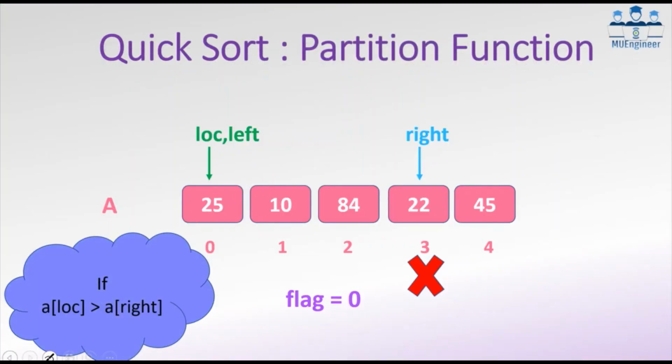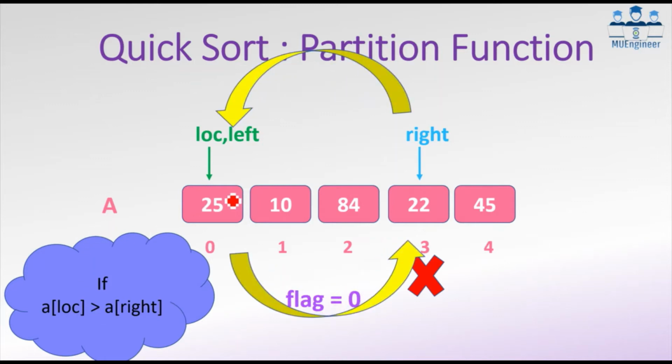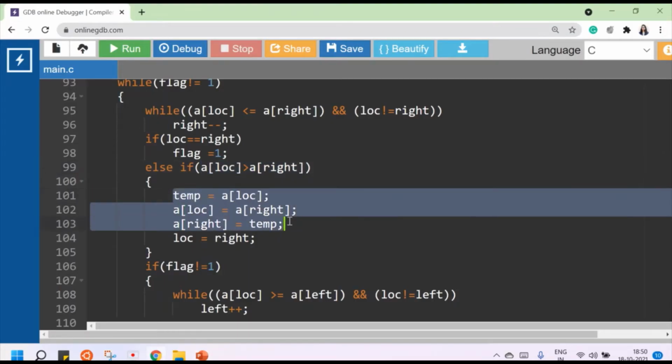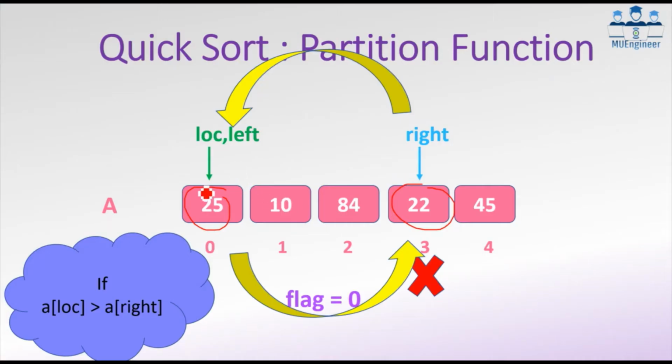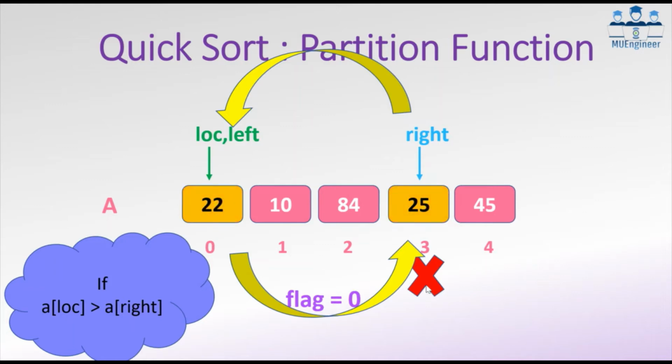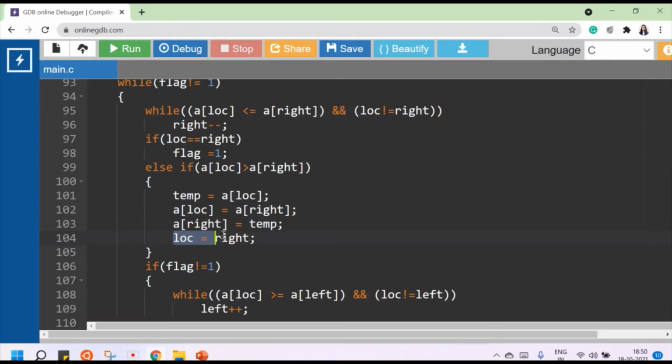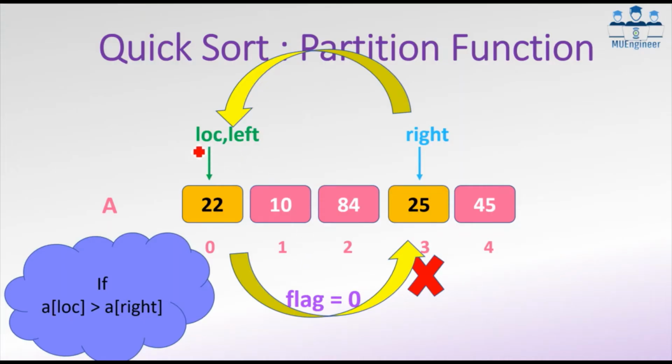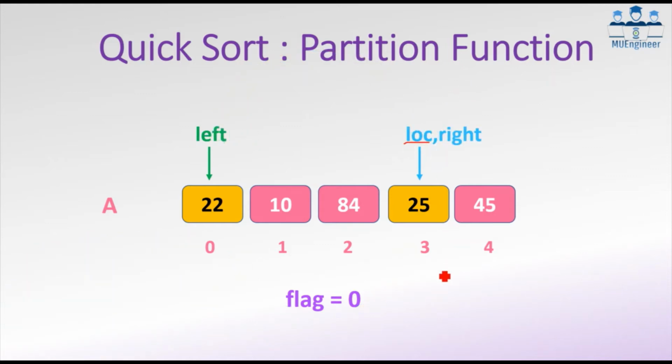So this is the condition that I am checking here: if a of location is greater than a of right. So yes, if a of location is greater than a of right, what are we supposed to do? We have to perform a swap operation. A of location and a of right को swapping करना है with the use of temporary. So I'm swapping a of location with a of right. That means 22 will come here, 25 will come there. Okay, so let's see this. Yeah, they have been swapped. Now after that I have to change my location is equal to right. Earlier my location is equal to left, but now I will change my location is equal to right. So location is now pointing to the 3, that is to the right.